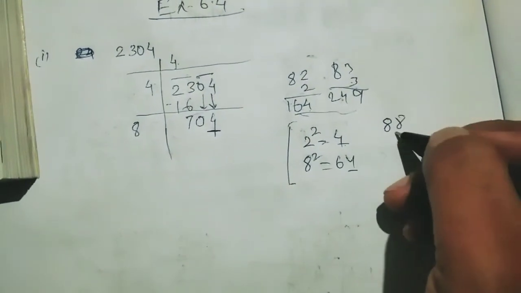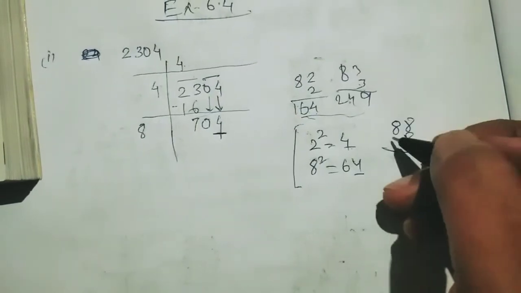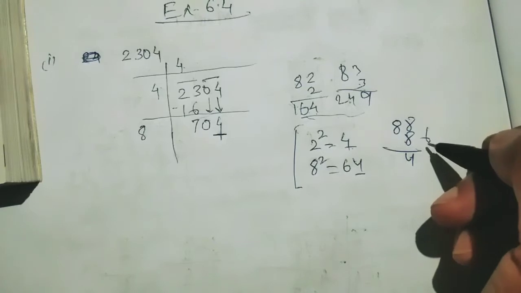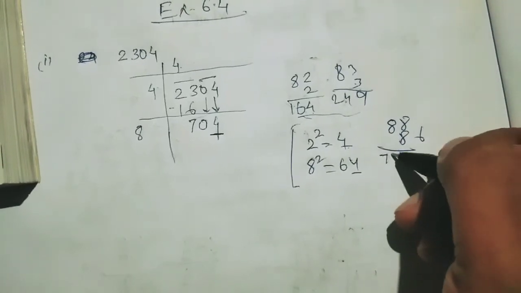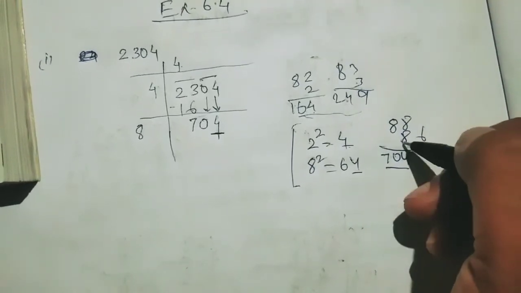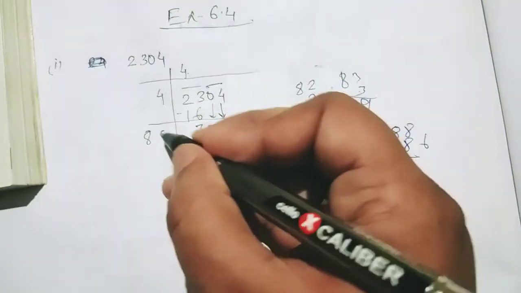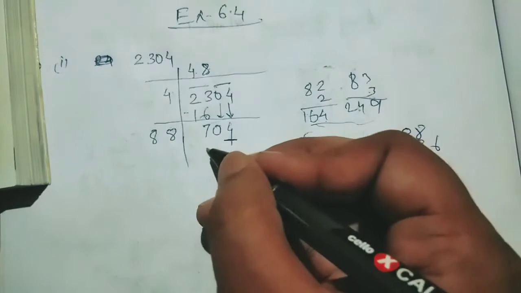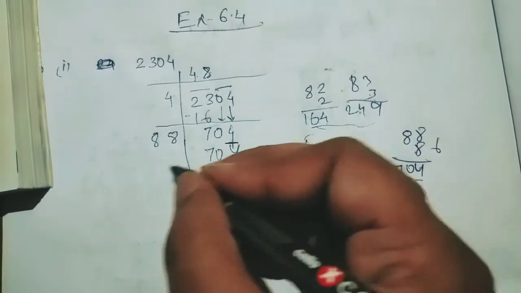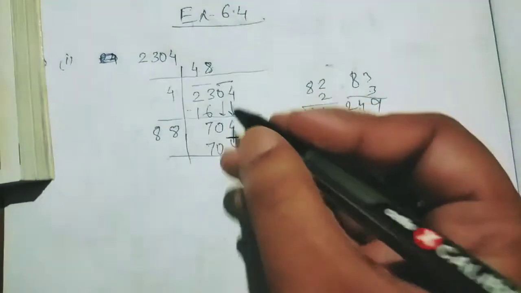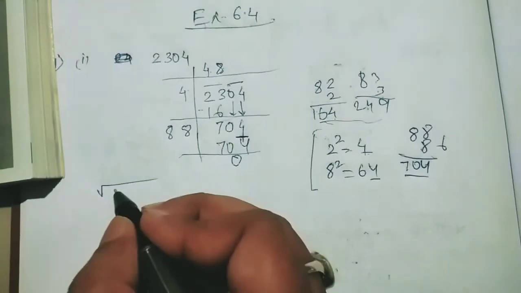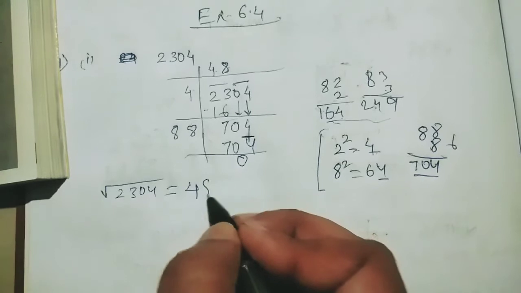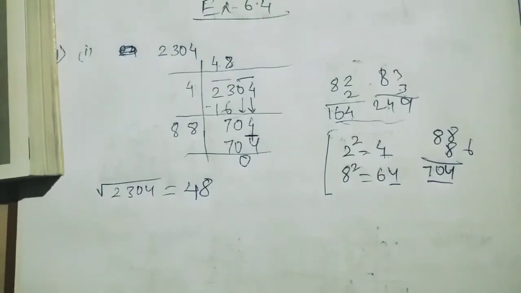So 8, and here 8 also. 8 8s are 64, 6 8s are 48, 64 plus 6, it is 70. So now we got the answer with this 8. So here 8 and here also 8. You have to multiply. Now it is 704. Now we got the answer 0. So the square root of 2304 is 48. In this way you have to do.